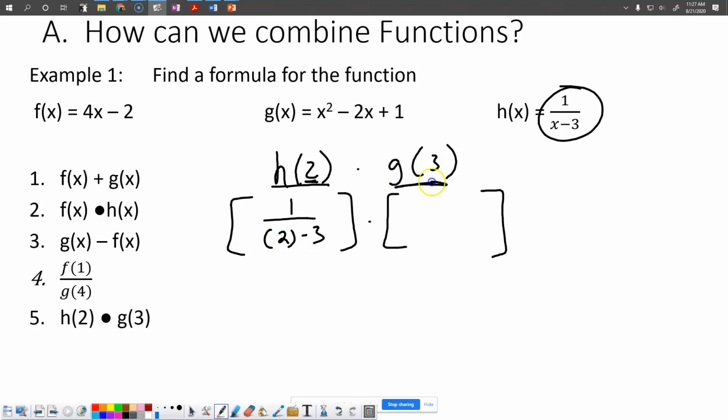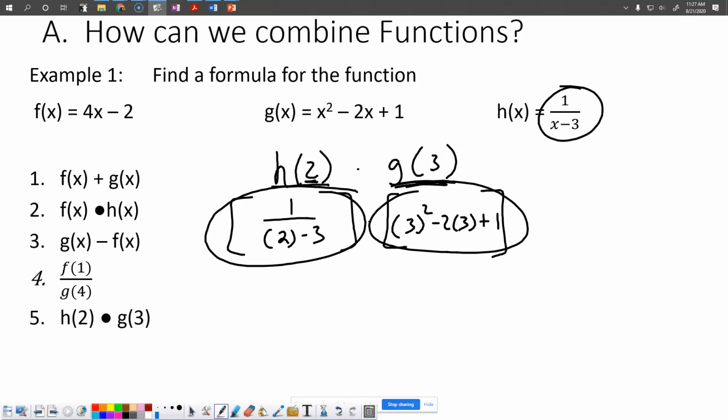Then I'm going to take my g function, and instead of x, I'm going to put 3. All right, so just got to watch your order of operations. I would say do each one of these things separate first. Okay, that'll help a little bit.